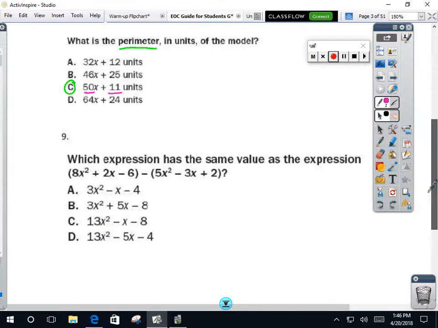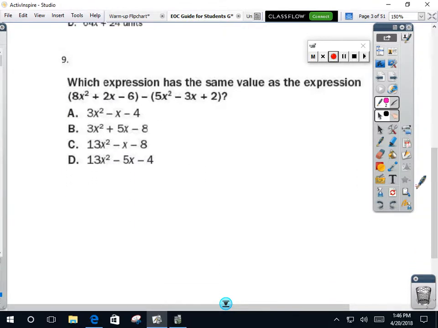All right, number 9. Which expression has the same value as the expression 8x squared plus 2x minus 6 minus 5x squared minus 3x plus 2? How do I start this problem? Well, you can't really type in variables though. You could type in the coefficients, but you got to know which ones to combine. Okay, Travis?